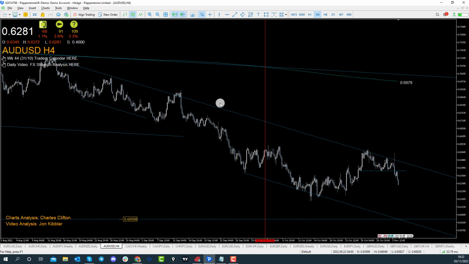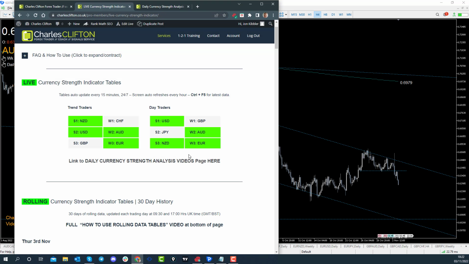Right, that's all I've got time for. If I just bring in the live currency strength indicator tables, hopefully in this video you've seen how you can use these currency strength indicator tables, not just to find opportunities in the market, but also to understand when not to be in a particular market, like the example I showed you on Euro US dollar earlier.